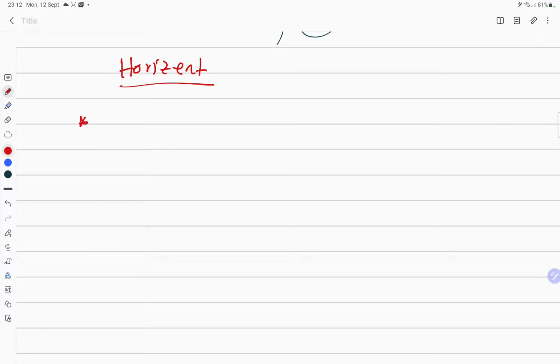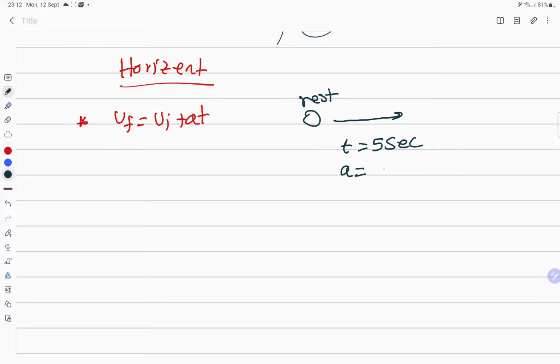أستاذ أعطينا example على v final is equal v initial plus at. Okay. Let's say an object start from rest and it moves, okay, with a time in 5 seconds, and has an acceleration is equal to 3 meter per second square. So what is the v final?